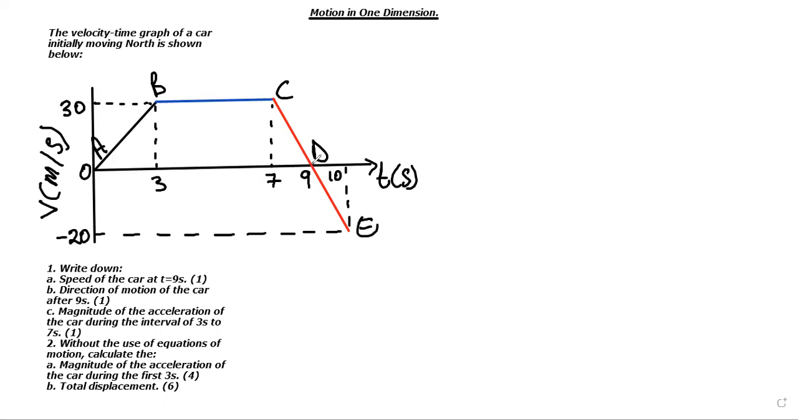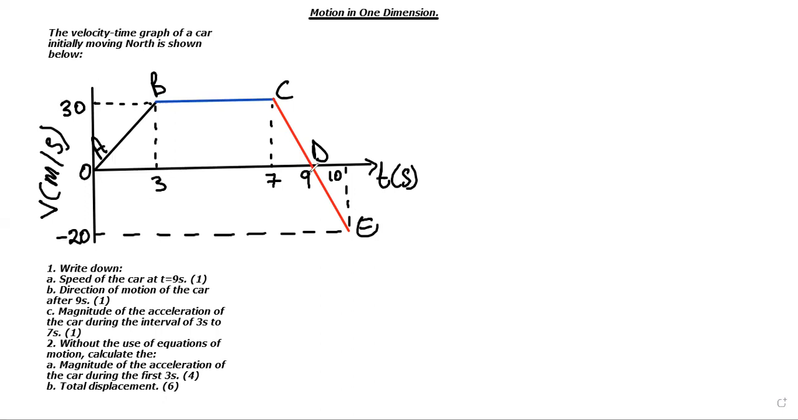But for the part DE, you can say the velocity increases from 0 meters per second to 20 meters per second. So the negative sign here shows you that the direction has been changed. It's no longer moving to the north, it's now moving to the south. And I want you to understand that for both of these two parts, the acceleration is negative. So they're actually accelerating in the opposite direction.